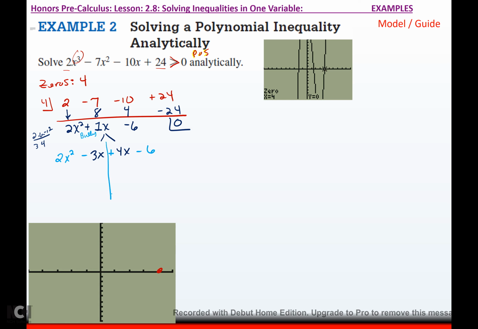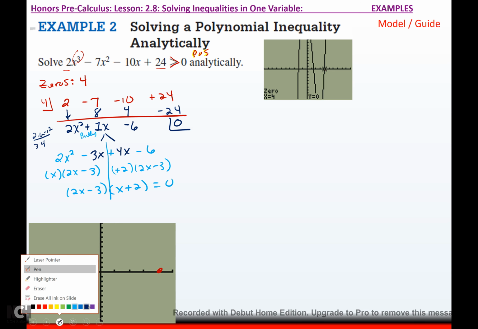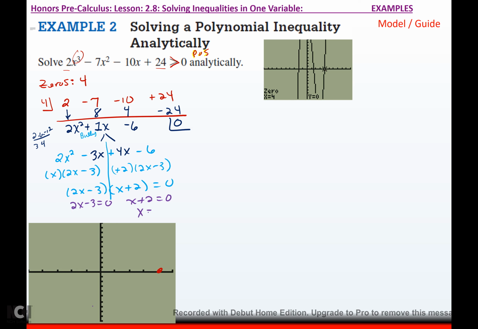2 by 2. I can GCF by x, which leaves 2x minus 3. I can GCF by 2, which leaves 2x minus 3. I can GCF by 2x minus 3, which leaves x plus 2. And now I have my other 2 factors that I can set to 0 and solve. So I have 2x minus 3 equals 0, x plus 2 equals 0. This one's easy. x equals -2. This one, add 3, 2x equals 3, divide by 2, x equals 1.5. Okay, so there's my zeros, and we only cheated a little bit.